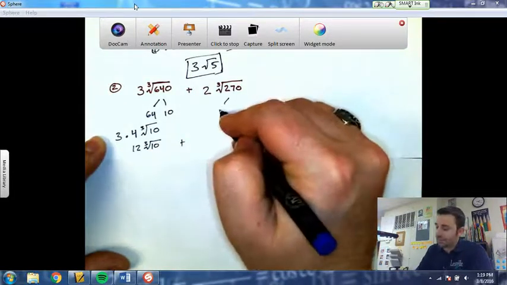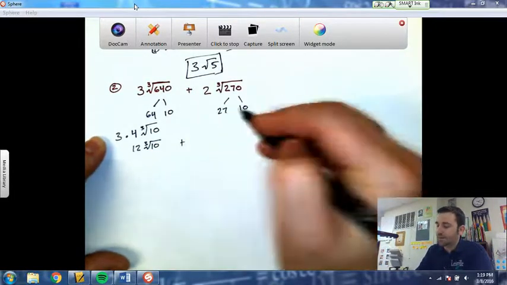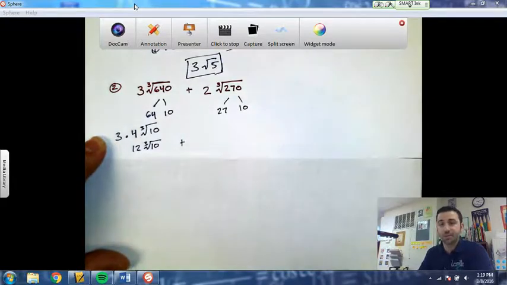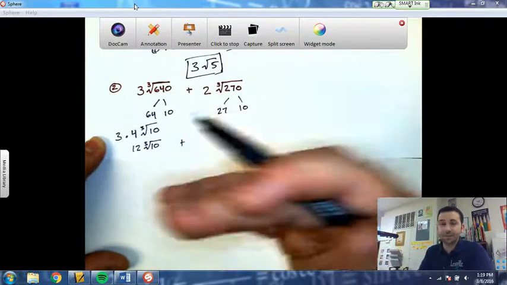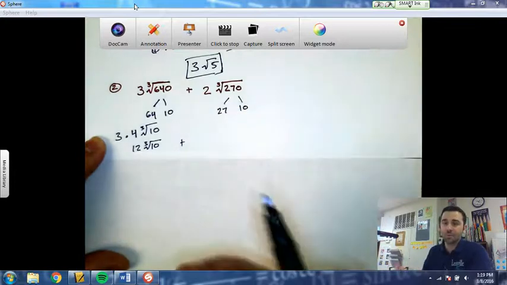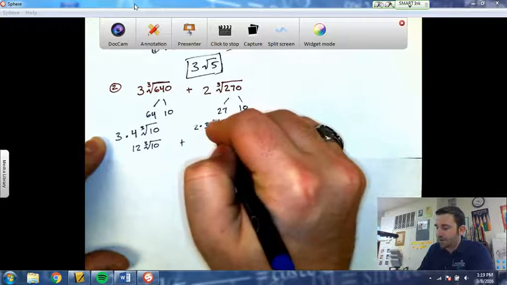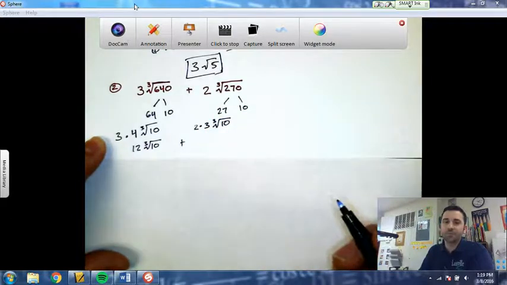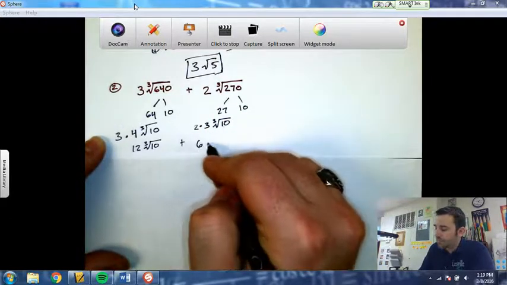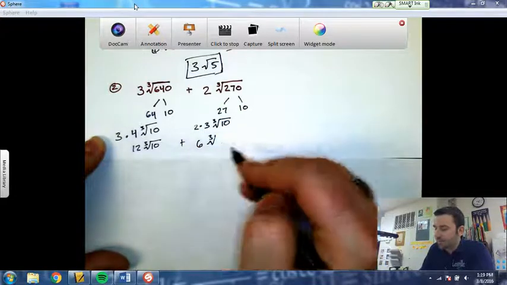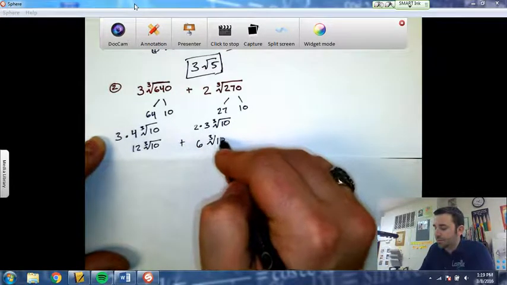270 can be simplified 27 and 10, and I know that the cube root of 27 is 3, because 3 times 3 times 3, or 3 cubed, would be 27. So I can simplify a 3 out of the radical, and I would be left with cube root of 10, which simplifies further to 2 and 3 to give me 6 cube root 10.